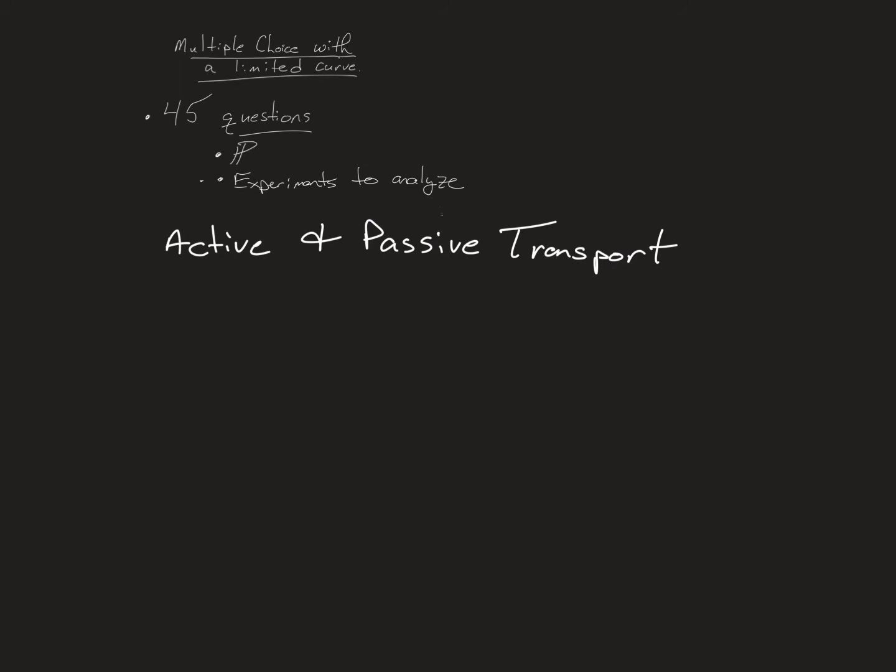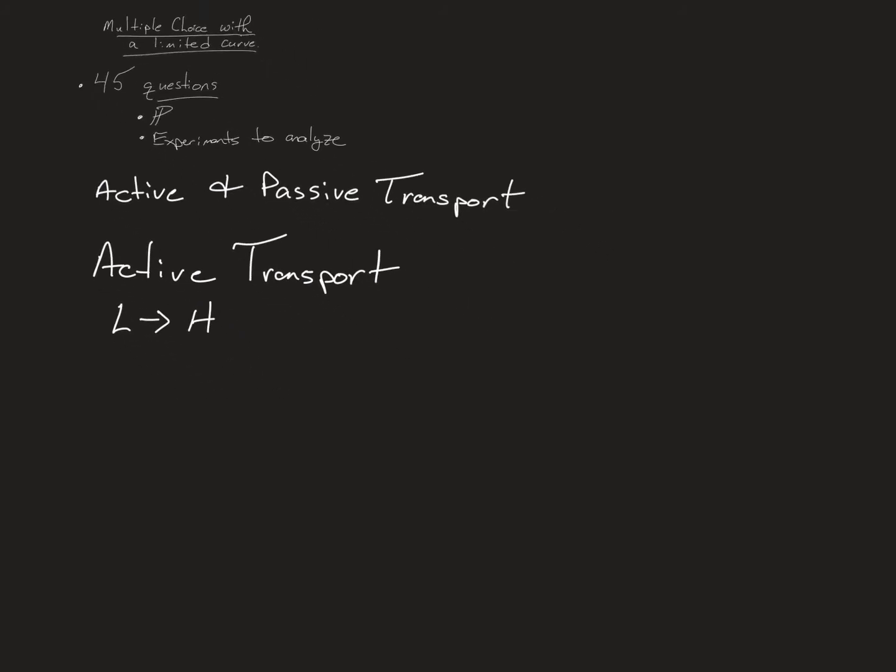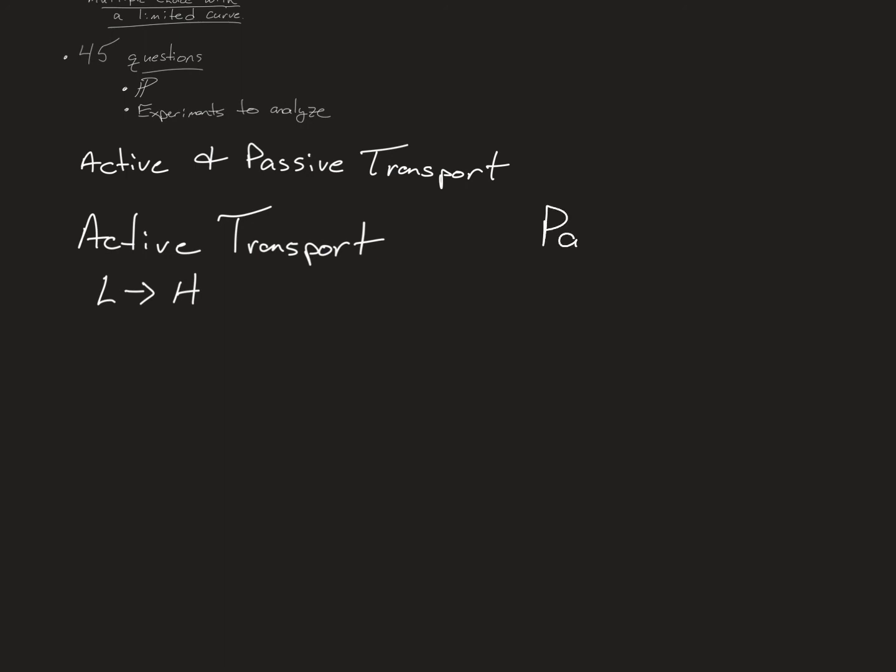So in active transport, you go from low to high. In passive transport, you go from high to low.